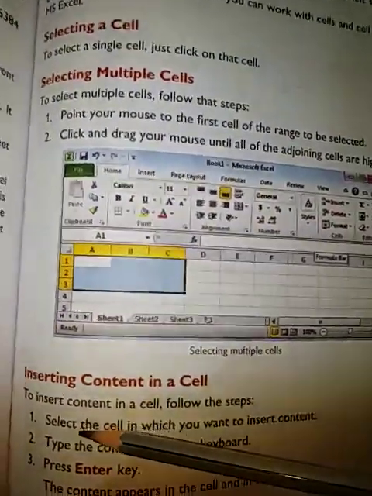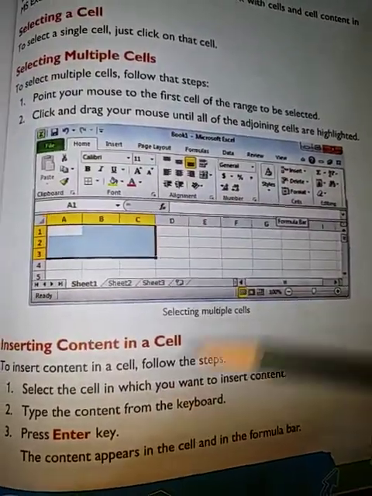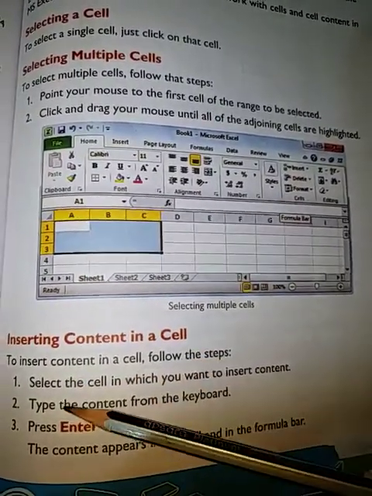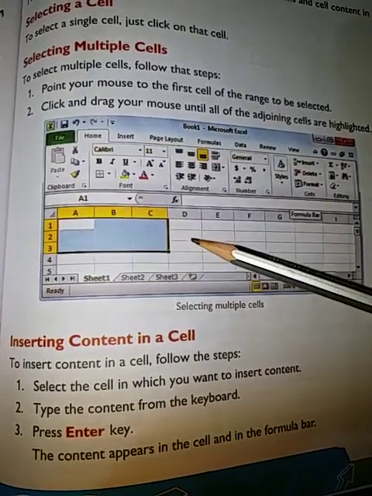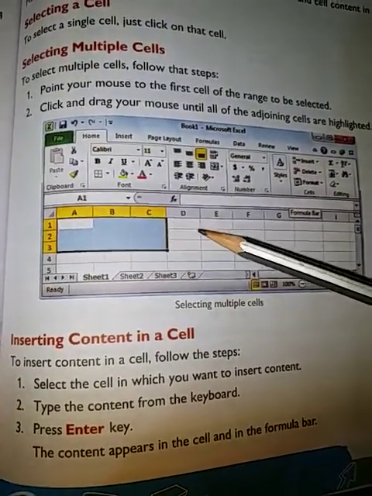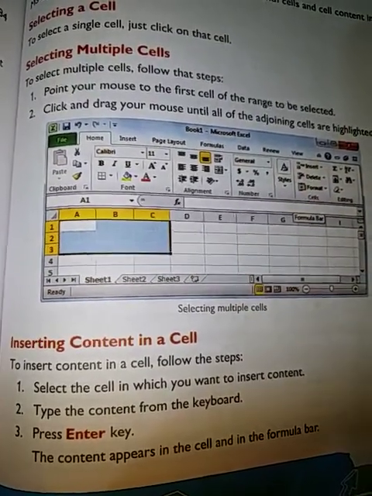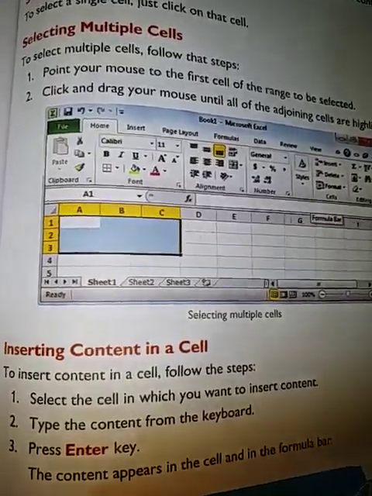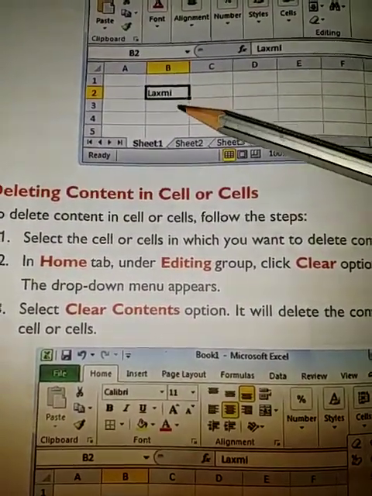Now, inserting content in a cell. To insert content in a cell, follow the steps. Select a cell in which you want to insert any content. You have to just select it and type the content from the keyboard. You just have to click here, start typing from your keyboard and press enter. Whatever you write, it will be here. Like you can see here, you just have to click on the cell and start writing.